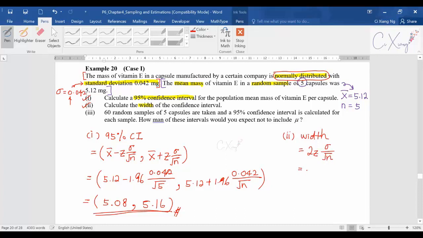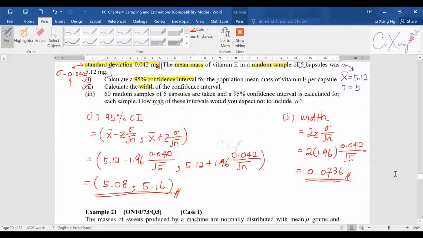So again, it is still 95%. Z is 1.96. Sigma is the value that you get, 0.042 divided by square root 5. All right, so from here again, by just pressing the calculator, you'll get the width, which is 0.0736. So this is what you have for part number 2. Very easy. Then after that, we go to part number 3. You try to read the question first.